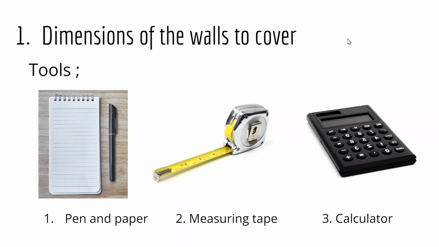First thing that we want to do is to actually measure our walls. What you're going to need is a tape measure, a pen and paper, and maybe a calculator or your phone. You can use that to calculate the square meters. In order to measure our walls, we are going to get the total combined width of our walls and then multiply that with the height.